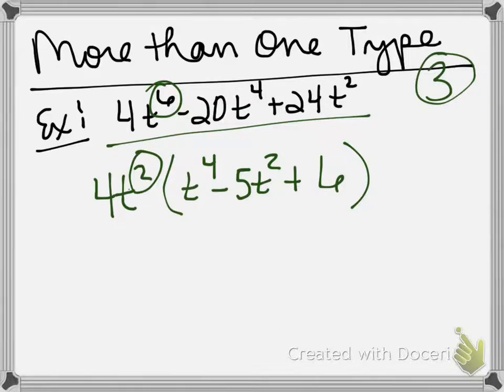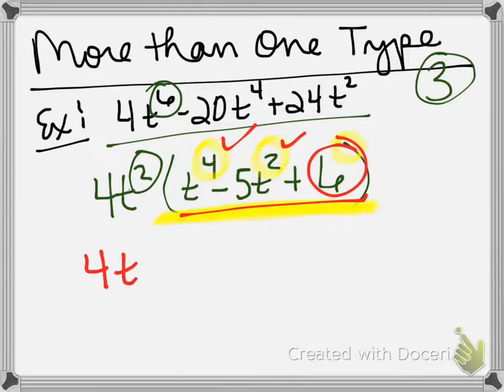Okay, so we have factored out 4t squared, and then look what we're left with. This is a trinomial, and it's also in that general trinomial form because this 4 is double 2, and this is a constant. So we just talked about this. It's this quadratic form, even though it's not a quadratic problem. So the 4t squared stays where it was, and then I'm going to factor what's left.